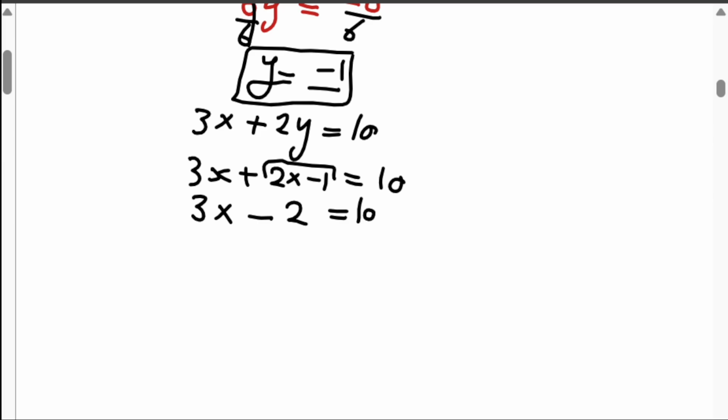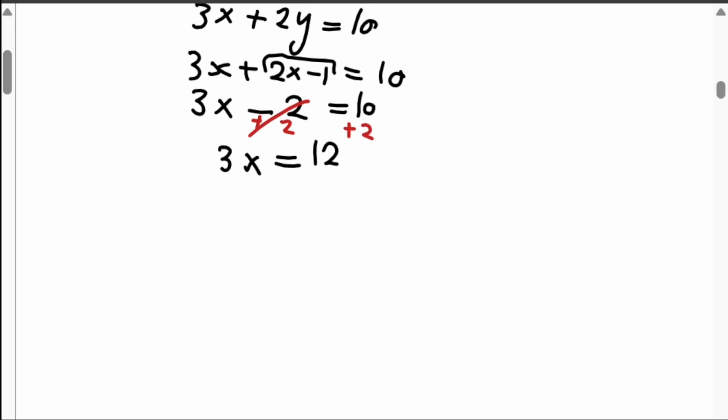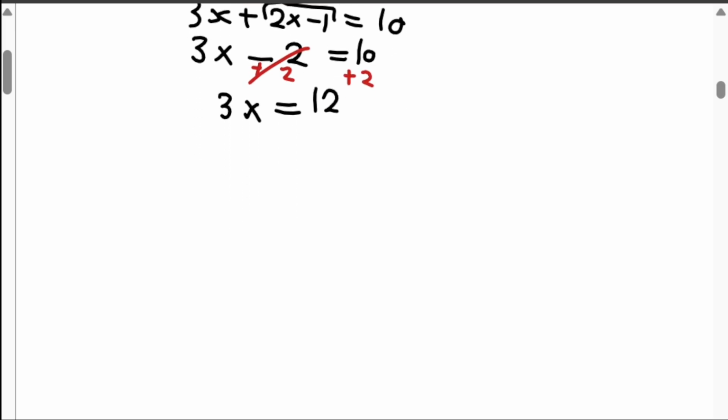Let's add a nice 2 here, a nice 2 there. This is cancelled. On the left side, you'll just have 3x. 10 plus 2 is 12, and that means x is 4, isn't it? But in the IGCSE, we are begging for marks, so divide by 3, show your working. So x equals 4. And that's your final answer.